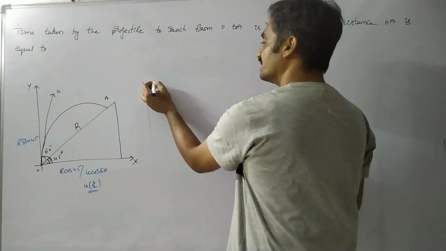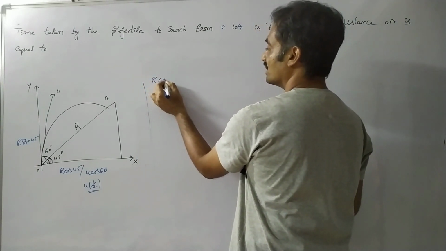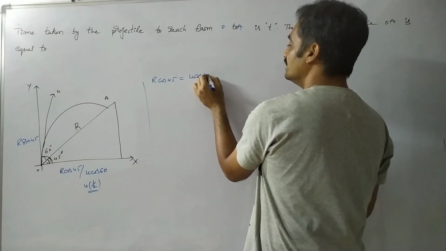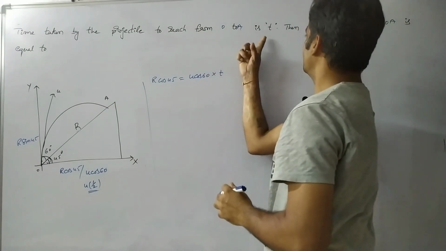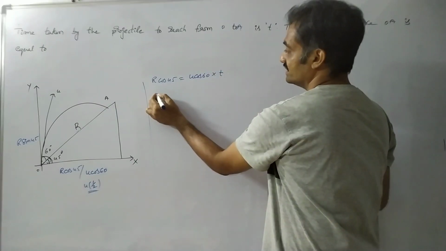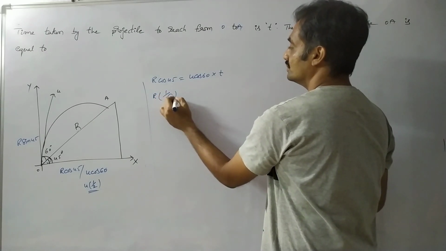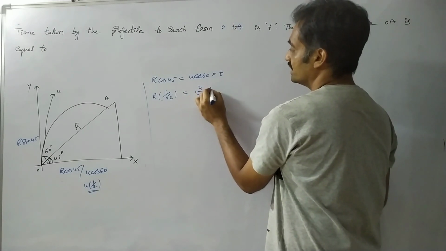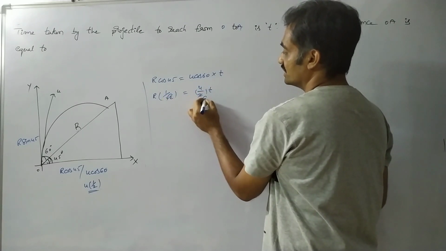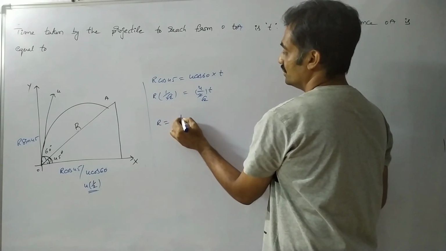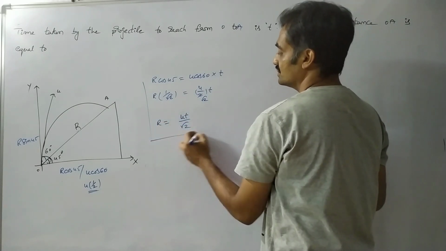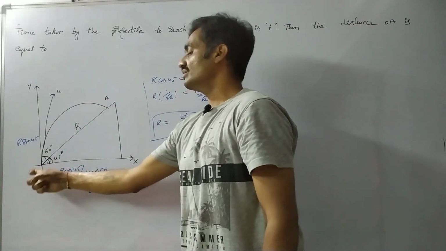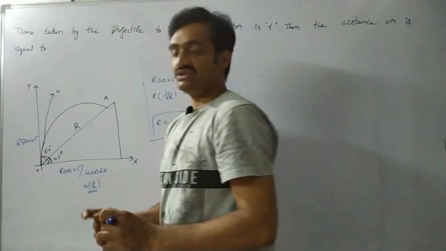So now we know that the range along the horizontal axis is given as r cos 45 equals u cos 60 into t, where the time of flight is t. Then we can represent it as cos 45 is 1 by root 2, equals cos 60 is 1 by 2, nothing but u by 2 into t. So here root 2 gets cancelled, then we have r equals ut by root 2. So this represents the range along the horizontal, or the distance traveled by the body from O to A. Take a screenshot, we will continue.